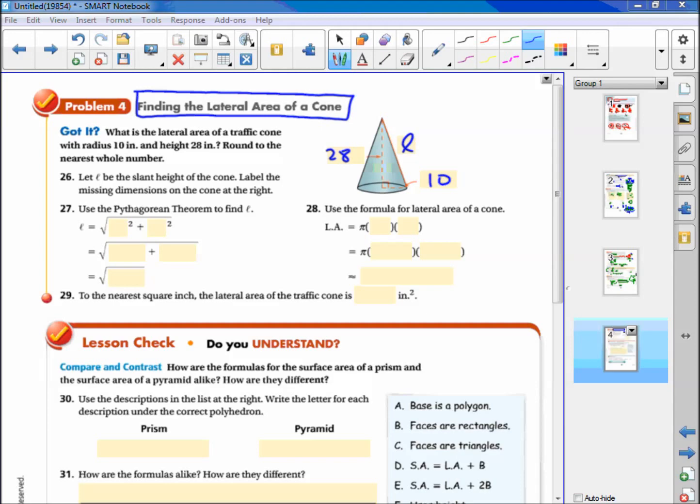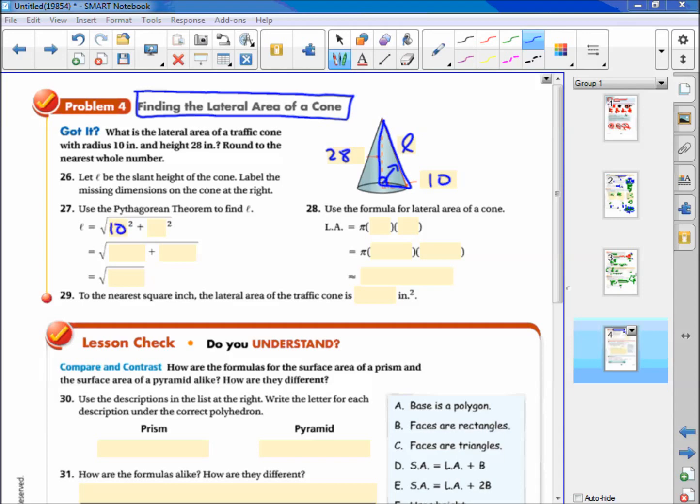So we have 28 for our height. The height of the cone, remember, is through the middle at a right angle. This is a right circular cone. And the radius is the radius of the circle base of the bottom of our cone. So we're going to use the Pythagorean theorem one more time to find our slant height. So that's the hypotenuse of that inner triangle, because there's our right angle.